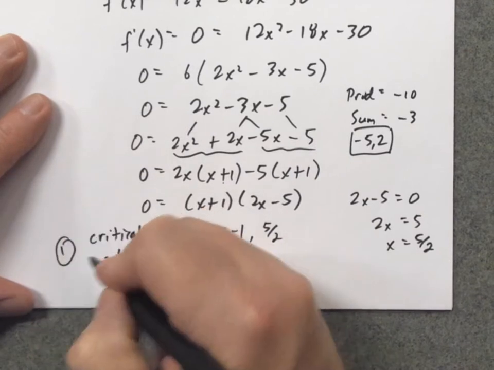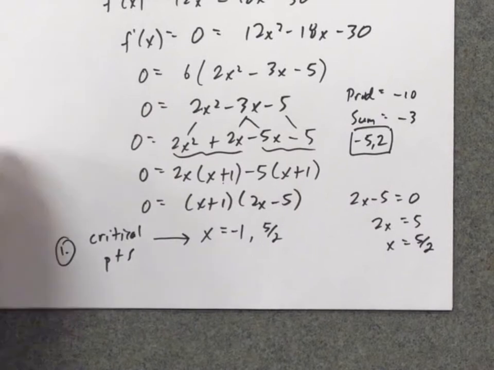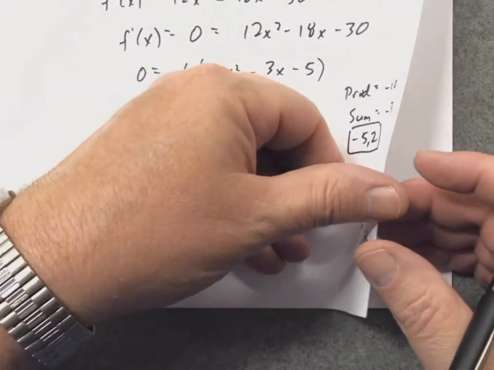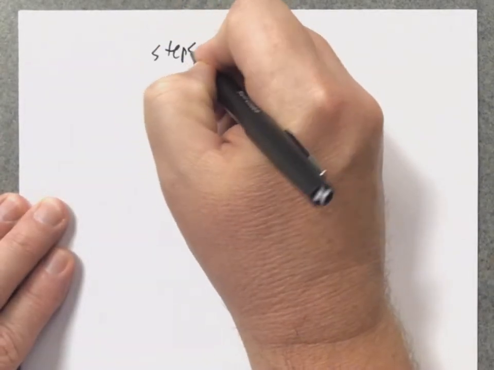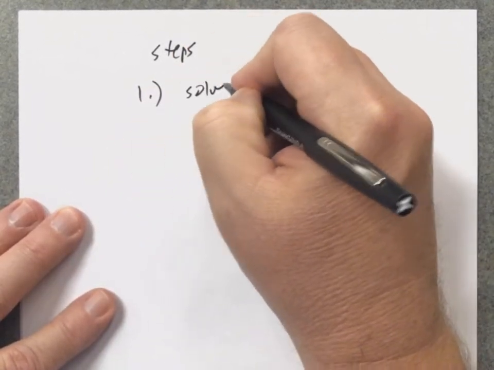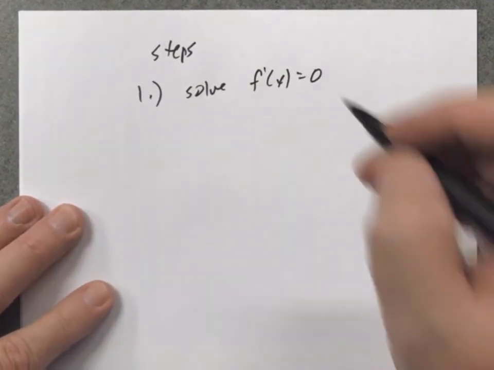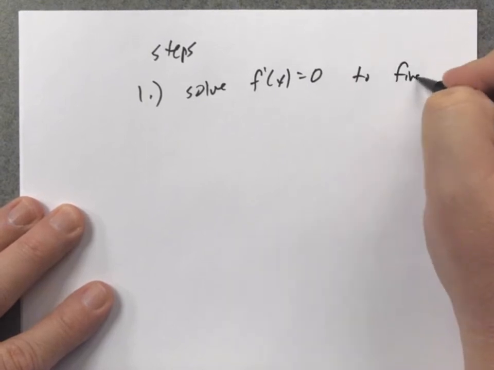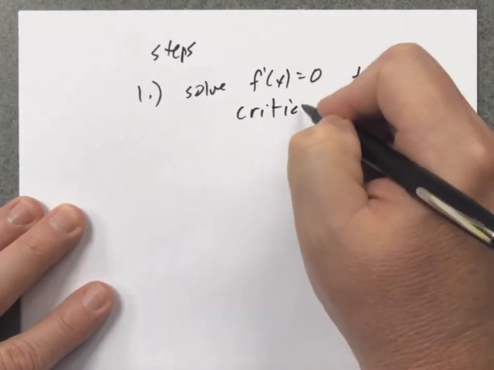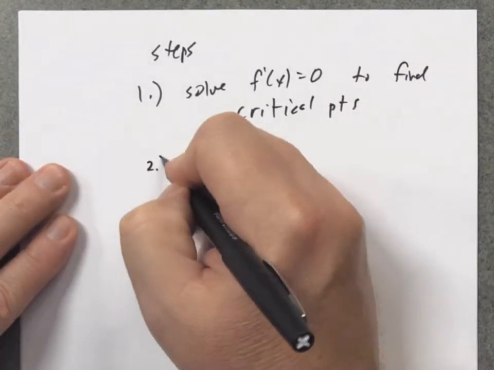So if you think about it, the first step to these problems is to find your critical points. So actually, let's go ahead. I could probably write down steps to solve these kinds of problems. We've done the first step. You know what the first step is? Solve. Set the first derivative equal to 0 to find critical points. What's the next step?